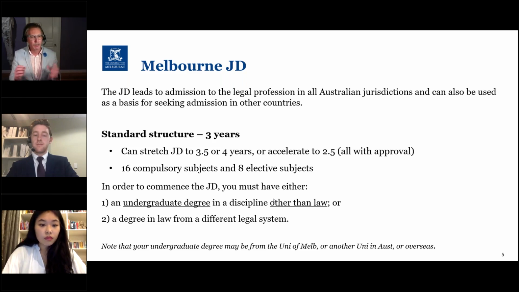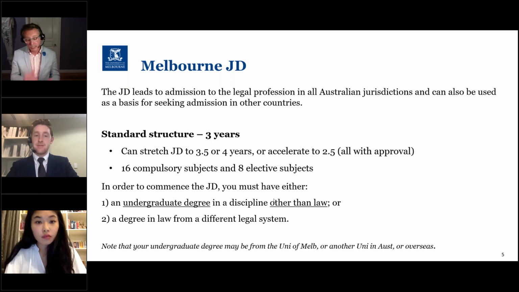Basically, the Melbourne Juris Doctor prepares you for admission into legal practice. So it will prepare you to become a lawyer here in Australia and in different parts of the world. Our degree is recognised not only in Australia, but also in Singapore, Malaysia, the US and Canada. So there are opportunities to take that program overseas. Now, the basic structure of a Juris Doctor is a 3-year program, but you can extend it to 3 or 4 years. Students can also accelerate the JD to 2.5 years with approval, but I've never met a JD student who has actually done that. There are 16 compulsory subjects and 8 elective subjects.